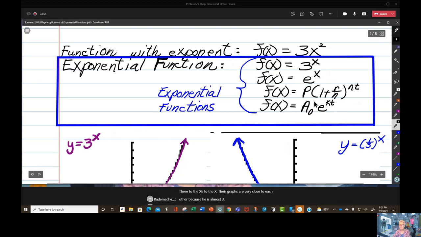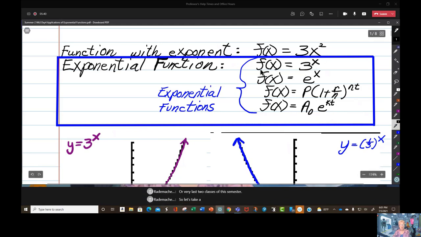F of X equals P parentheses 1 plus R over N parentheses closed to the NT power. Woo! That is the compound interest formula, and it's an exponential function. So is this. F of X equals A naught E to the KT power. This is very special, and you'll meet this at the very last class or very last two classes of this semester.